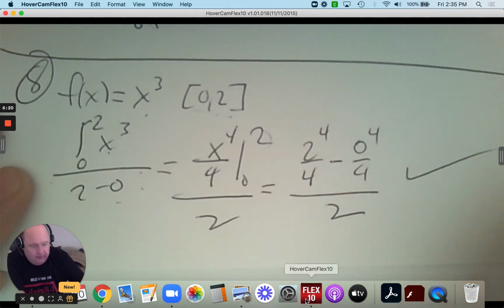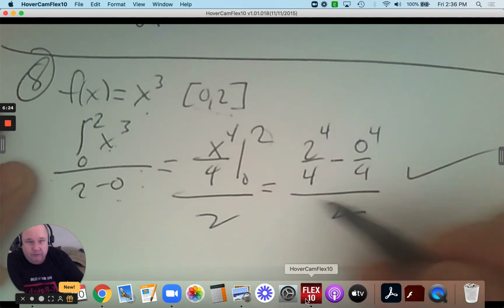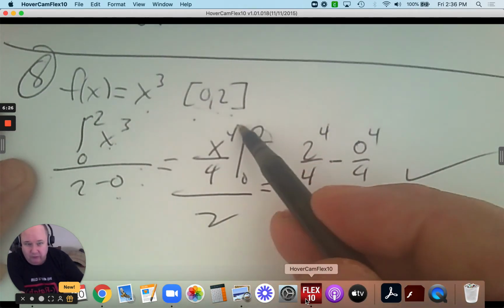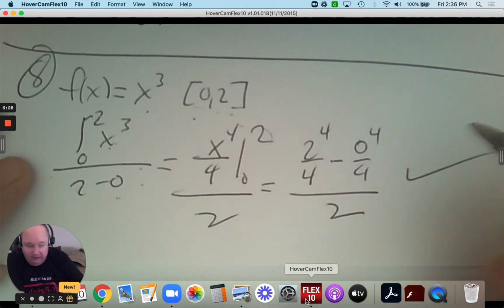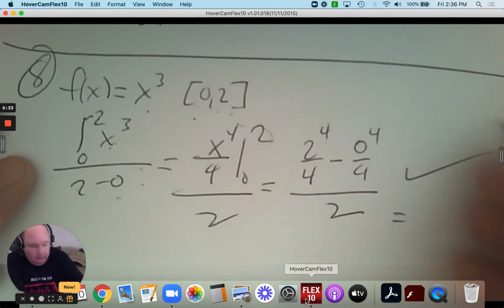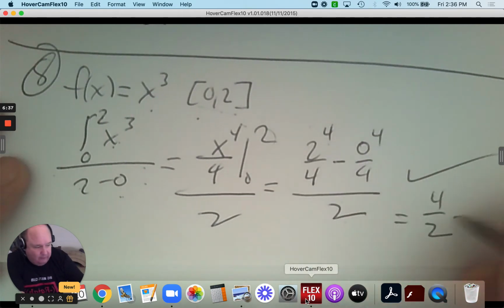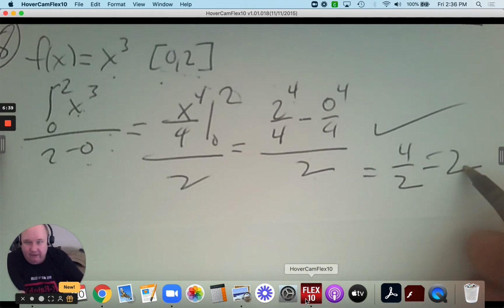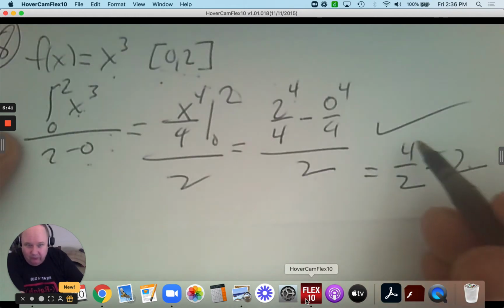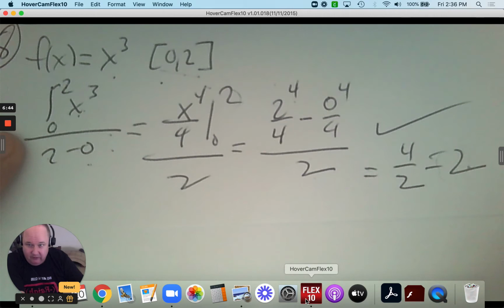And that's a great answer. So that is the average value of x cubed between 0 and 2. If I would simplify it, just for fun, this would be 16 divided by 4, and then 4 take away 0, and then divided by 2. The average y value between 0 and 2 is 2. That's the average value of the function in that interval.